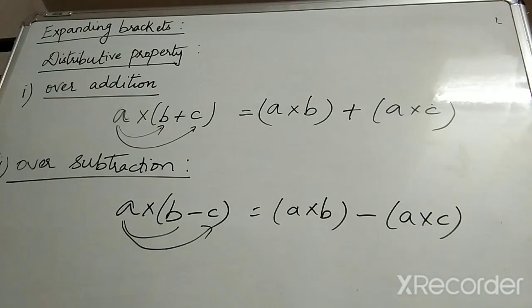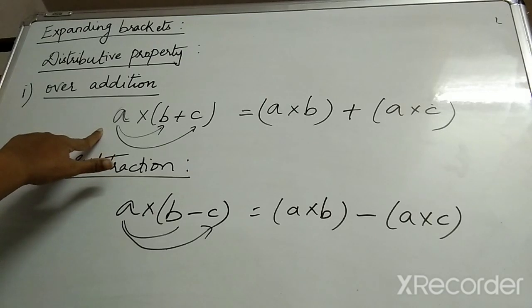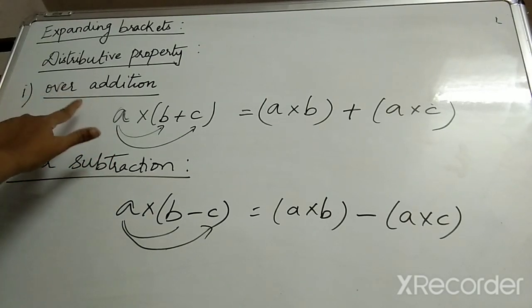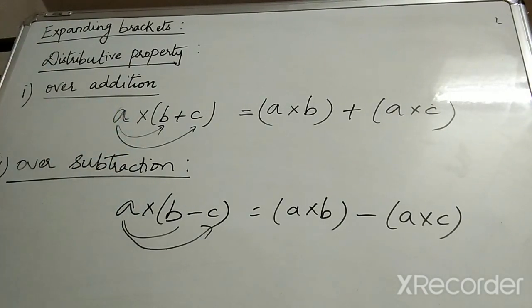Okay. Now at present for chapter 1, you need to know what is distributive property. We are using only over addition. Only some example problems are there. In those examples, we are using distributive property over addition only. Subtraction sums are not given. So you just need to know what is distributive property.